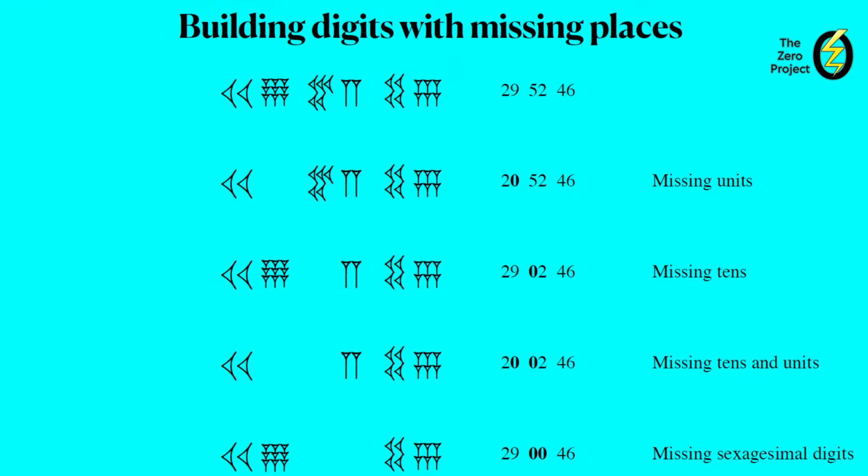I've written here a number of numbers which I put in mainly because I want to show you what happens when you have missing units or missing tens or missing 60s in a number. So I've taken the same 29, 52, 46. Here I've dropped out the units in the first digit. So that's now 20, 52, 46. 29, 02, I've dropped it out. I've dropped out tens in the middle unit. I've dropped out ones in the first unit and tens in the second unit here. And here I've dropped out an entire sexagesimal digit. That is the middle digit of the 3.